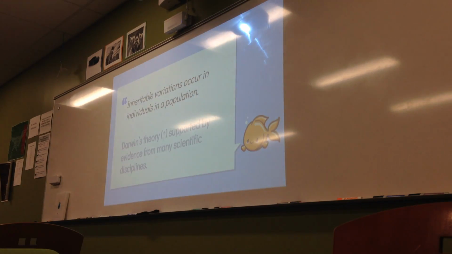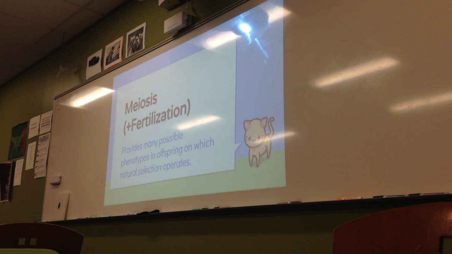Make sure you know examples of natural selection. Darwin's theory is supported by evidence from many scientific disciplines. So now we have this modern synthesis theory of evolution, where we have all these pieces of evidence from biochemistry, from fossils, from embryology, and we can combine that together. Darwin didn't know about genes, but he was able to create a natural selection theory.